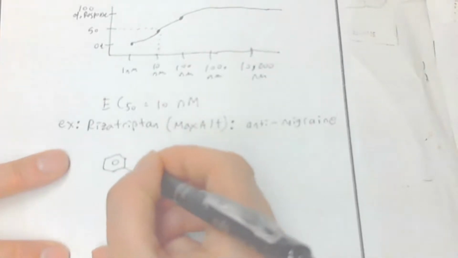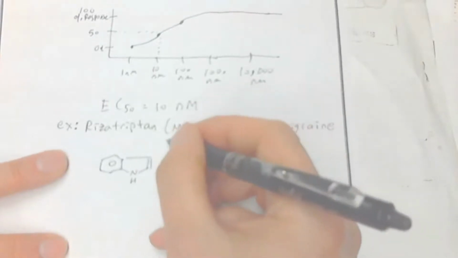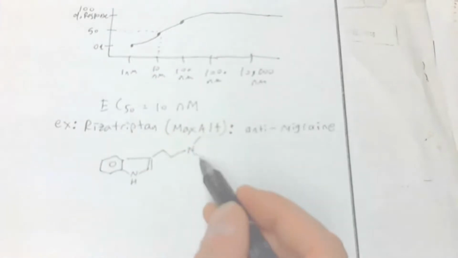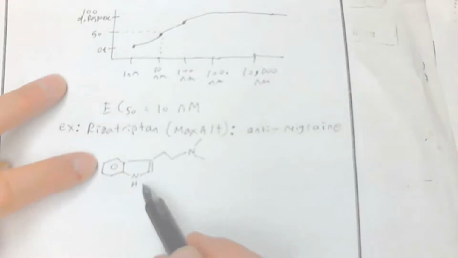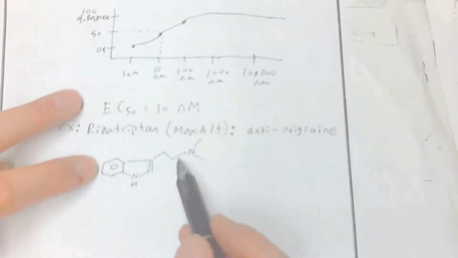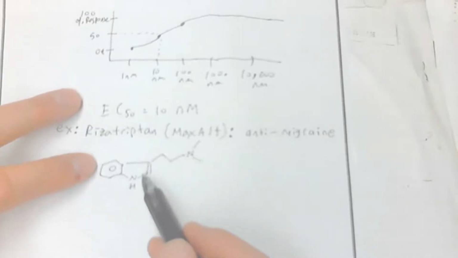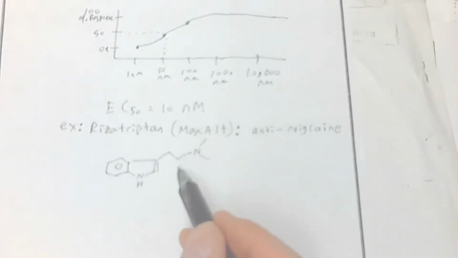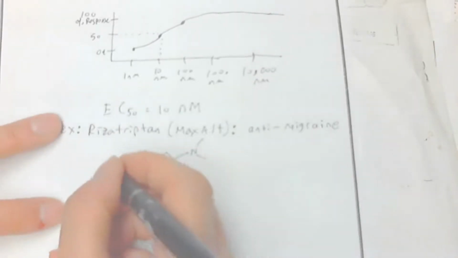Okay, so the structure of it is kind of cool. Benzene. It's an indole, an indole with a nitrogen and 2 methyls. These are called tryptamines. This molecule is called tryptamine. And this is related to tryptophan, right? Tryptophan, which is the amino acid, where you have a carboxylic acid right there, the NH2. But this is a dimethyl tryptamine.